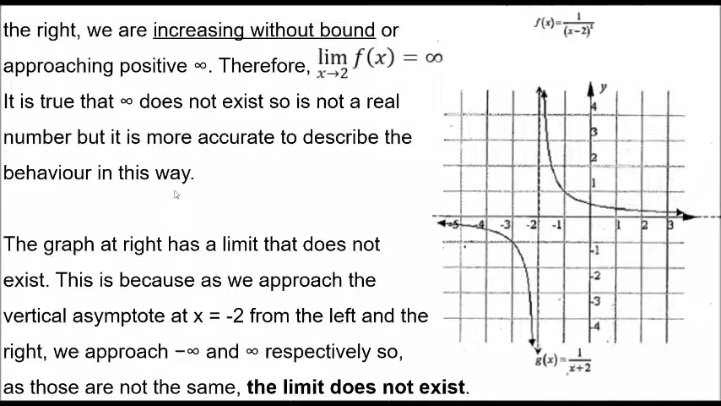The last graph that I have here has a limit that does not exist. The reason why is because we do have this vertical asymptote at -2, but as I approach from the left-hand side, I'm going to go to negative infinity. And from the right-hand side, I'm going to be going to positive infinity. Those two numbers are not the same. Because positive infinity and negative infinity are two different numbers, we can state that the limit does not exist.